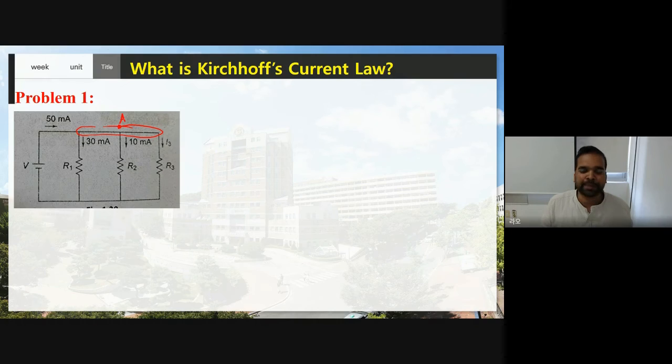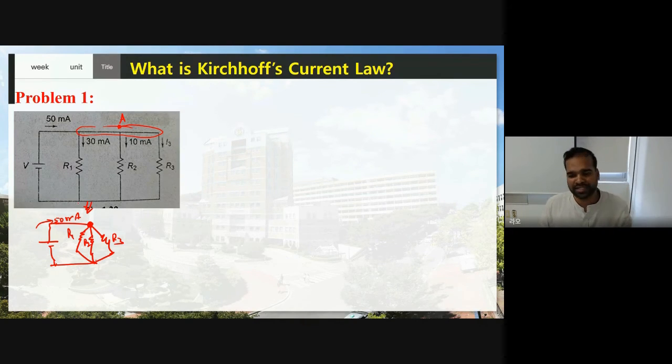One node A. If you feel it is difficult to understand, you can also redraw this circuit like this. So here this is R1 and this is R2 and this is R3. Now here you have a voltage source and some current is flowing here. This is 50 milliampere. Now see, can I say this is my node A? So you can redraw the circuit like this.